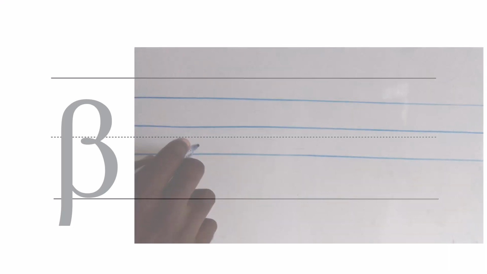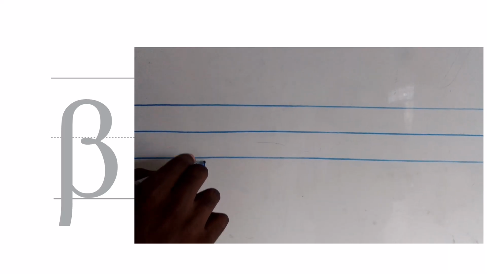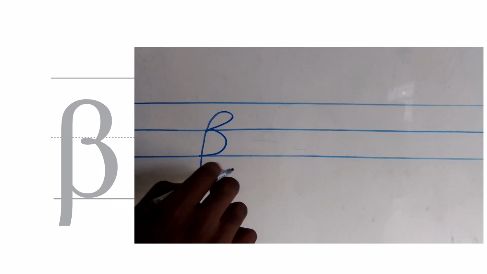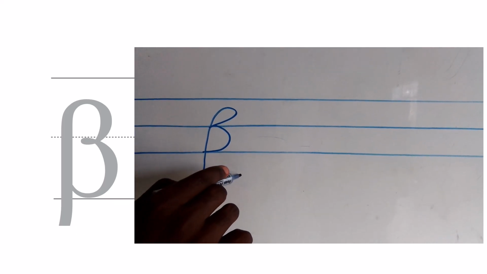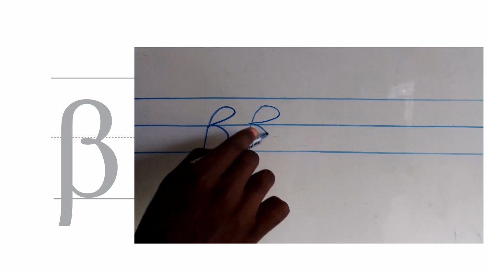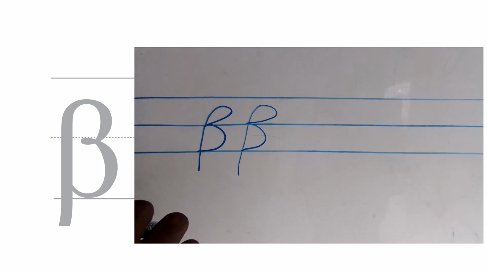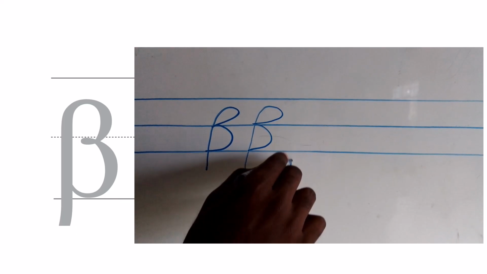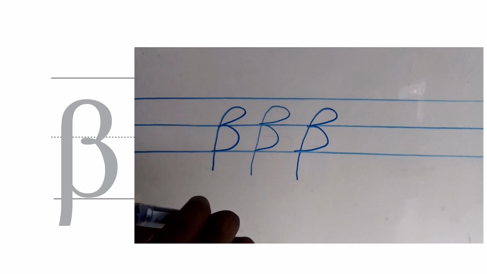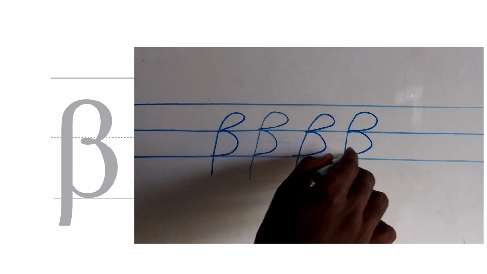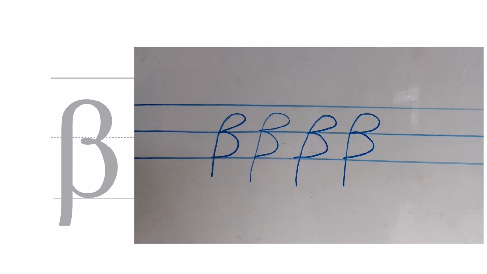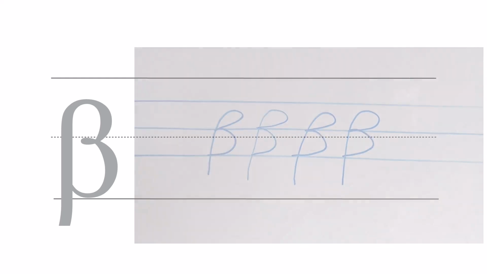Second one is beta. You can see beta crosses the middle line as well as touching the bottom line. But where it turns, where the B turns, you can see it turns on the middle line. So when you're writing beta, you're going to make a turn on the middle line there, but the top is not going to touch the top line. So this is beta. Beta as in the English word better or bad or bed. That B sound is what the word beta has.